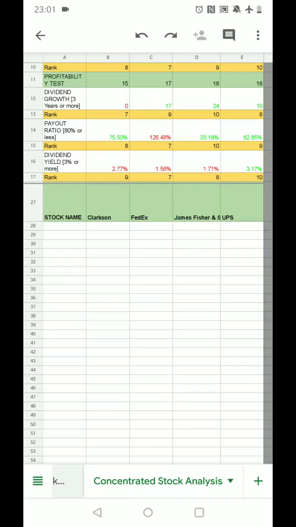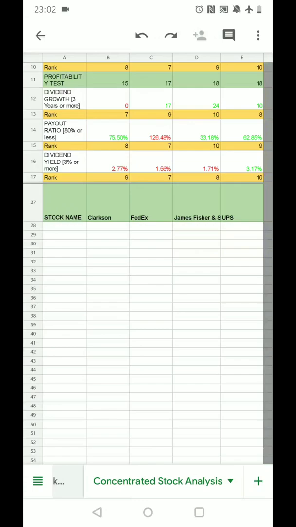And then the final metric in the dividend safety category is the dividend yield. This tells us how much we get in dividend as a percentage of a share price, and UPS is at the top with 3.17%, which is really good in terms of dividend rate. It's not the greatest, but it's not bad in comparison to the rest of the group.